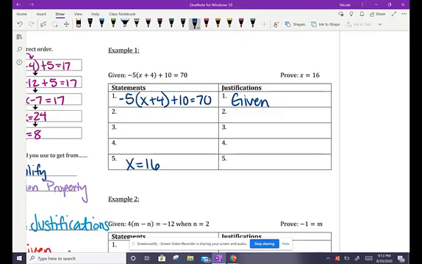So the first thing that I personally am going to want to do is distribute. So I'm going to distribute that -5 inside the parentheses and get -5x. It's a weird little x I just drew. -5 times 4 is -20, plus 10 equals 70. And that's the distributive property.